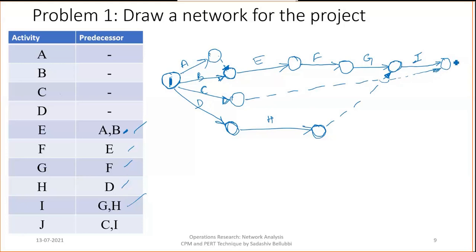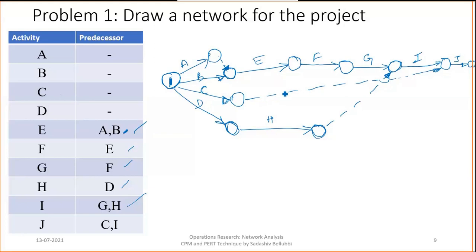After this, I need to start with the J. This is the way we need to draw the network, and if there is any possibility of removing the dummy activities, that also we can remove it here. Okay, now we can remove this dummy.